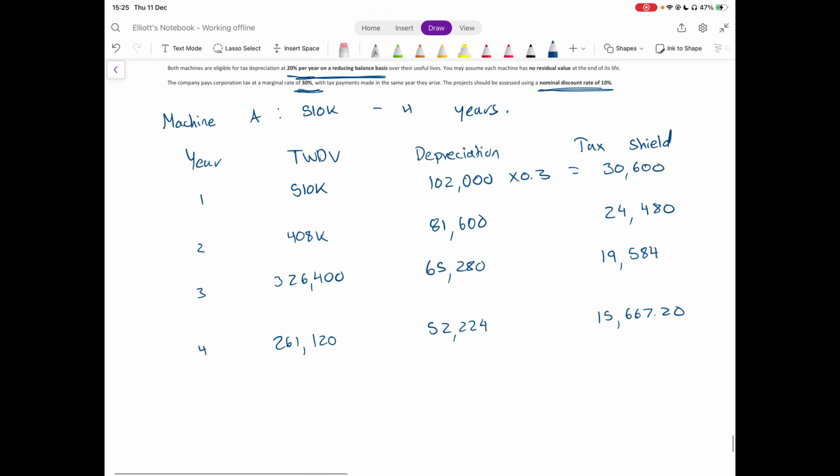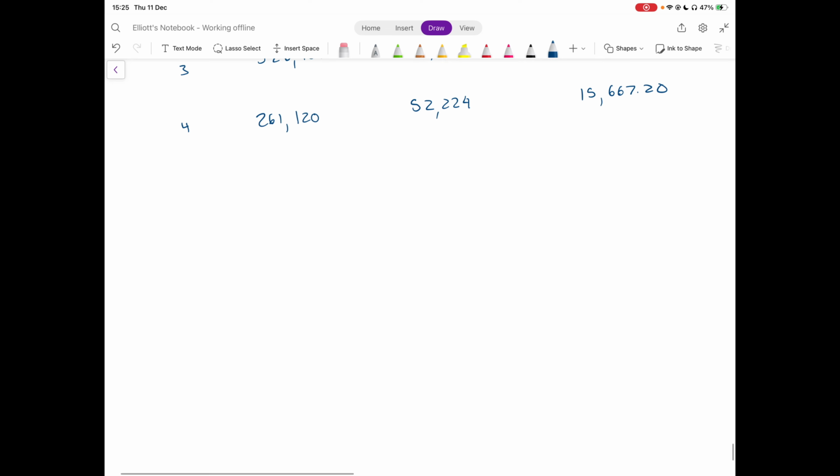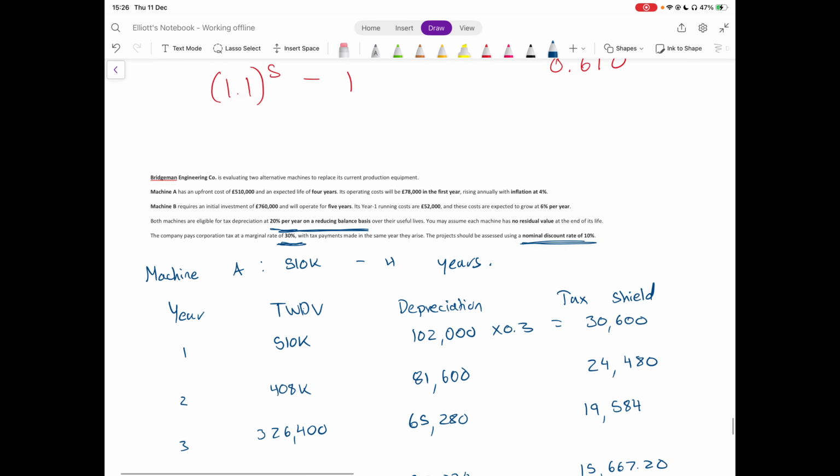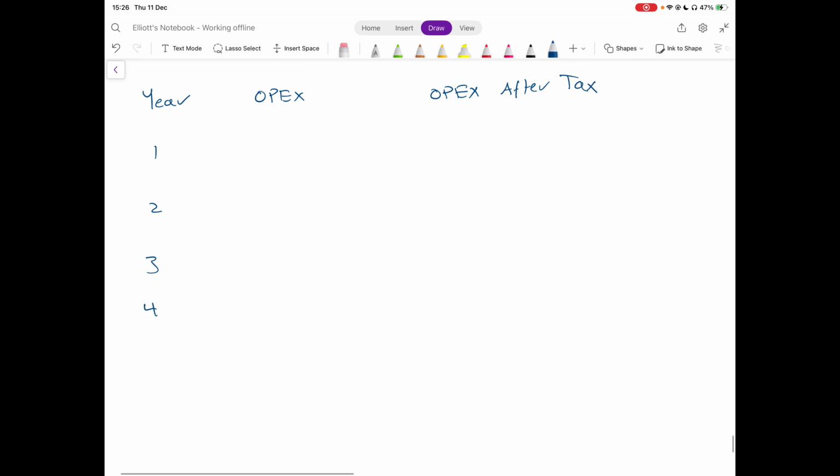Great. And now we are going to calculate the OPEX after tax each year. So in the first year, we know it's 78 grand and it rises at 4%. So you have 78,000, and then multiply each of these by 1.04. So we have 81,120 in the second year.